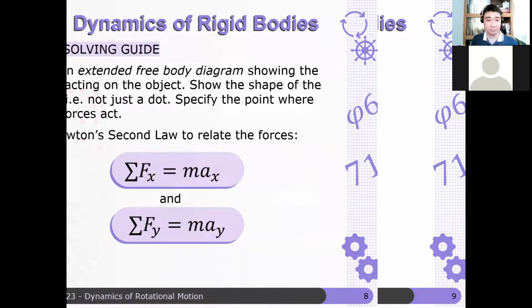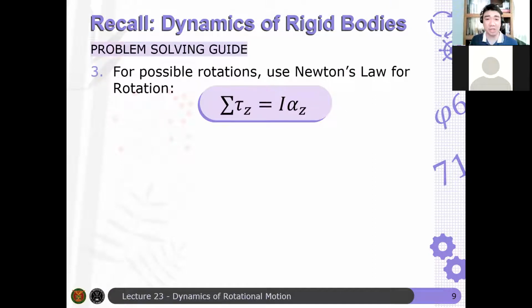And then after that, for possible rotations, because definitely we will have calculations involving the torque exerted on the rigid body, we use Newton's second law for rotation, which is summation of all torques will give rise to some angular acceleration alpha. Okay, and then again, as a rule of thumb, pag ang hinahanap ay torques, forces, or accelerations, what you need to use is Newton's second law or Newton's second law for rotation.